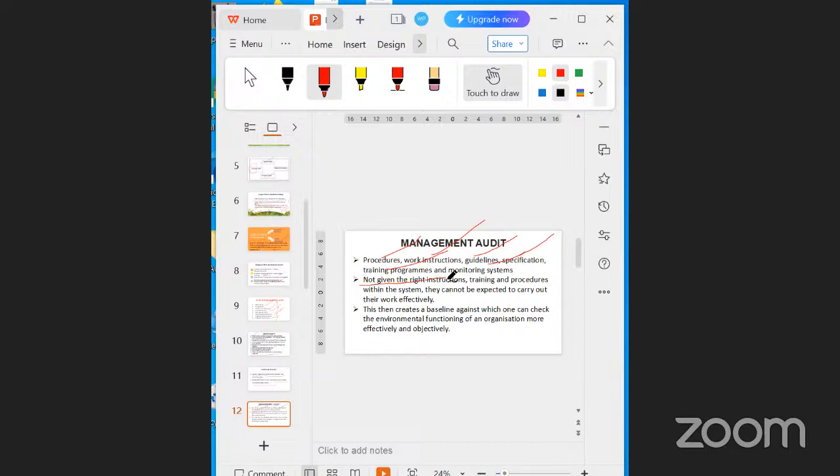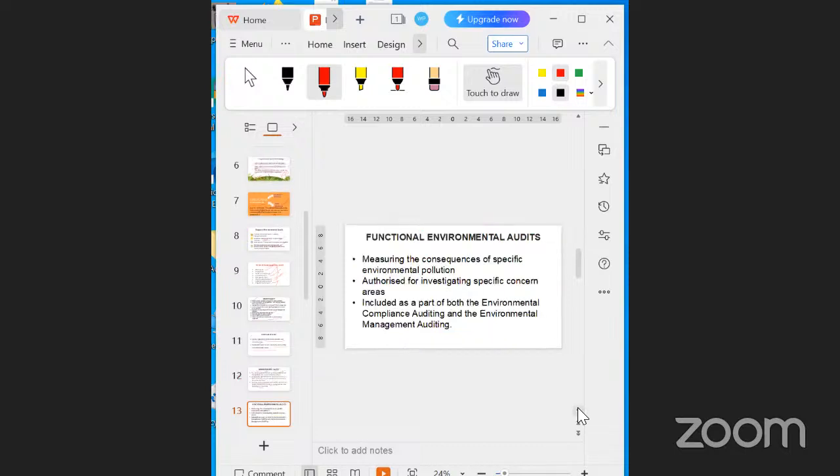So thus the first stage in auditing an operation is to check the presence, absence, and functioning of the environmental management system. Okay. So then, this creates a baseline against which one can check the environmental functioning of the organization more effectively and objectively. Okay. So this is the management audit.